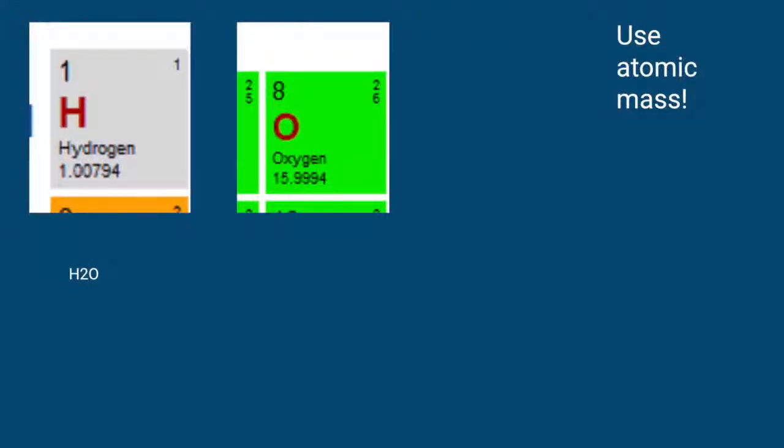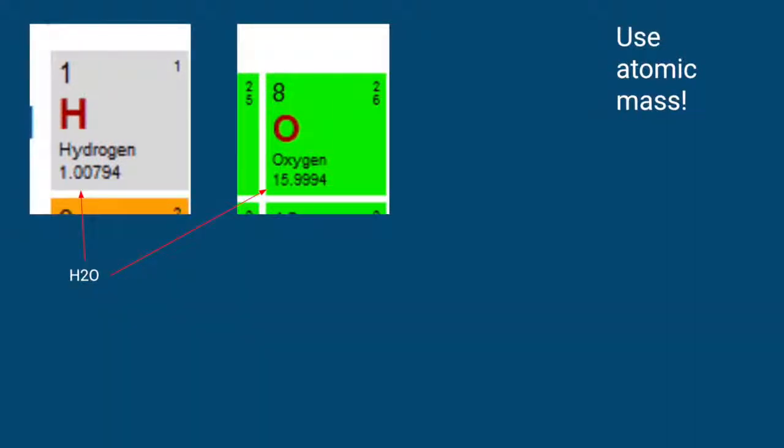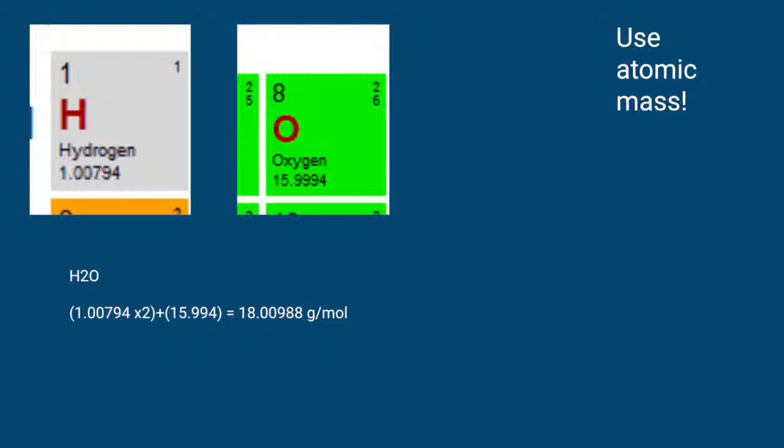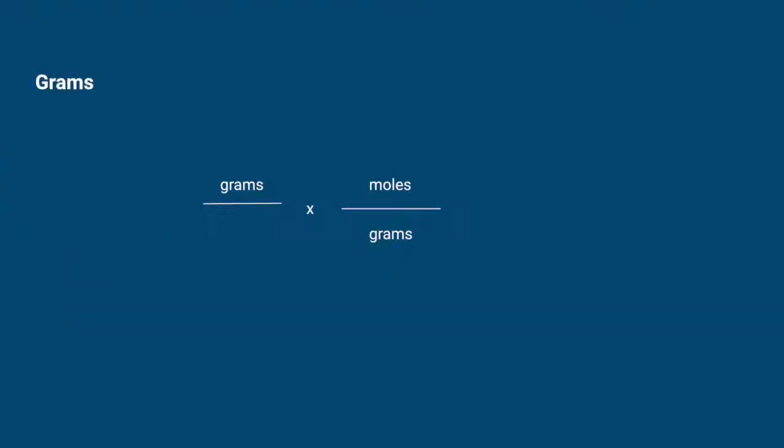And you can pause the video to try to find out the molar mass of H2O. Okay, so now that you've figured it out, you multiply H by 2 and add the atomic mass of oxygen. And that gets you 18.00988 grams per mole. So now that we know how to find molar mass, let's do an example problem.